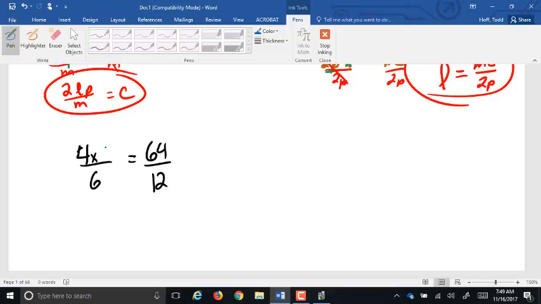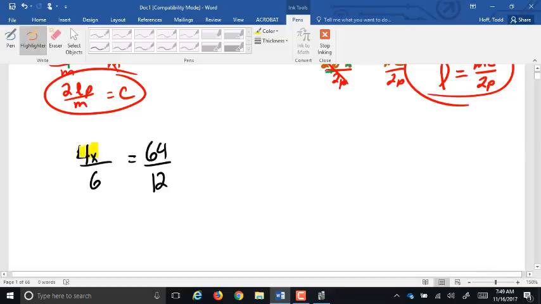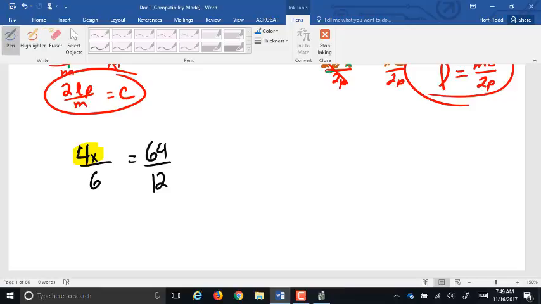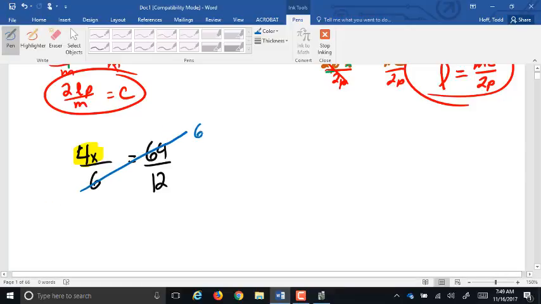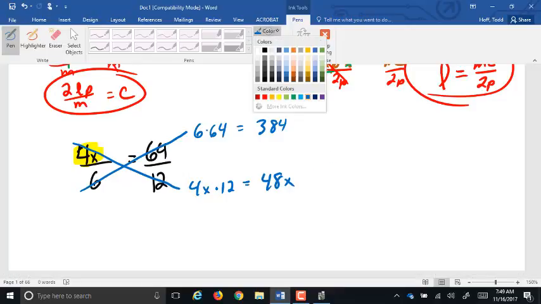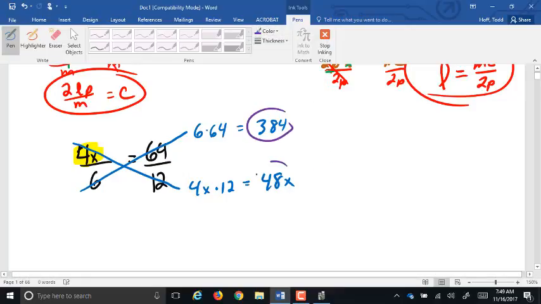Well, here, the variable is not by itself over here. So just cross multiply and divide would not be adequate. But we can do just cross multiply. 6 times 64 is 384. Then I'm going to multiply the other diagonal. 4x times 12 is 48x. Those two cross products have to be equal.